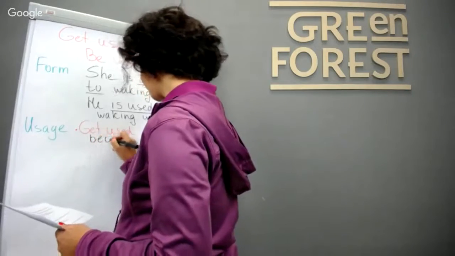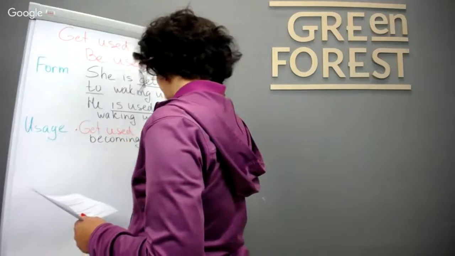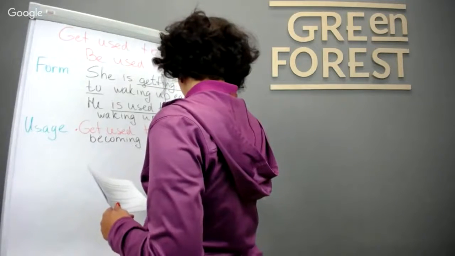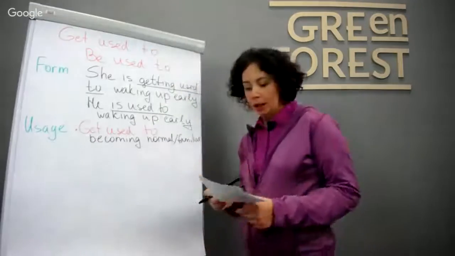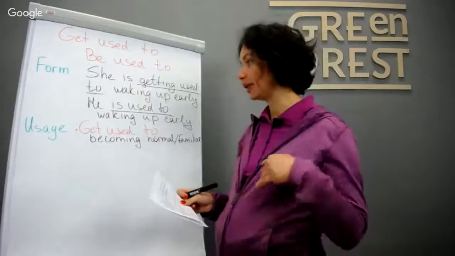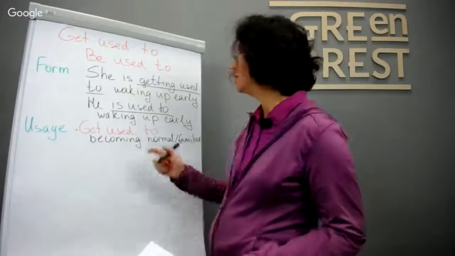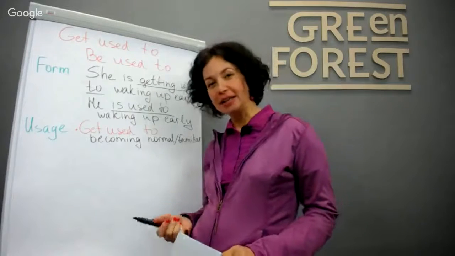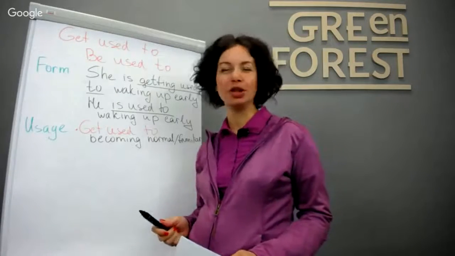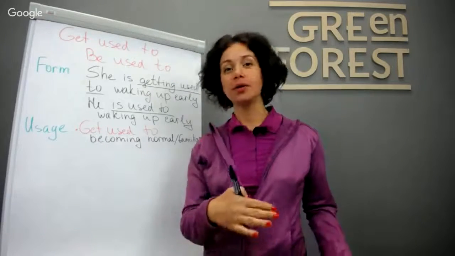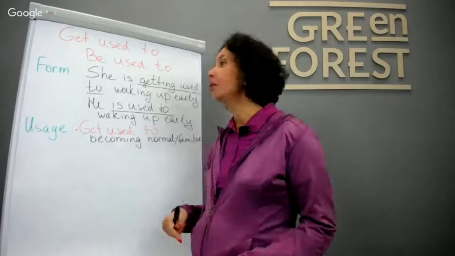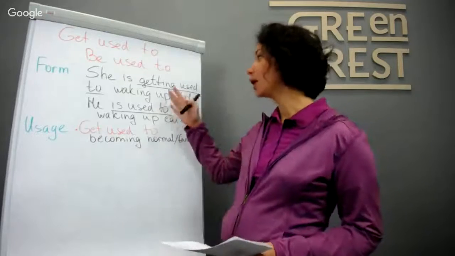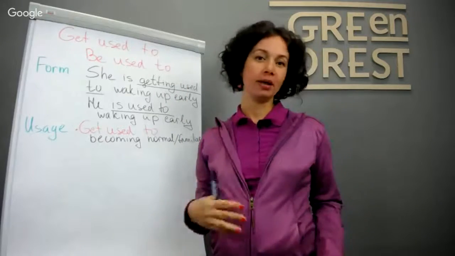And the rule for using it: this is when something is becoming normal, familiar. So it's not normal yet, but it's becoming normal. The example: she's getting used to waking up early. For her, it is still difficult. Maybe for her, it's still not normal. She's not okay with that, but she's in the process of making it her habit. We have here the word habit, which is very important when we talk about these two constructions. So she's working on creating a new habit in her body, in her life.